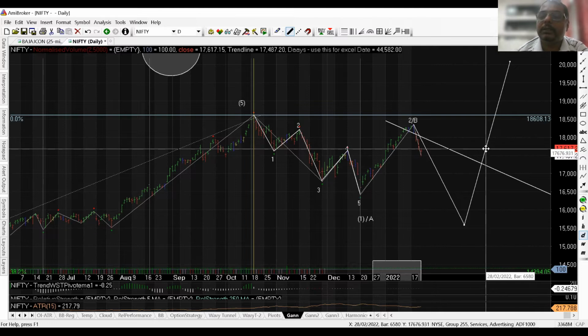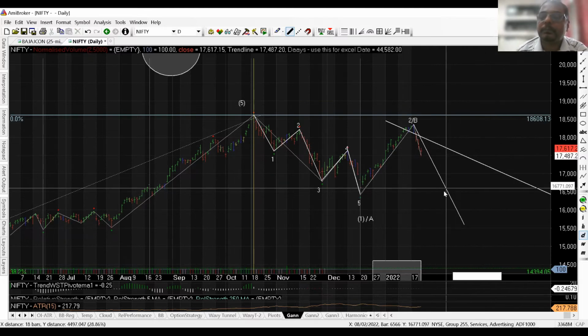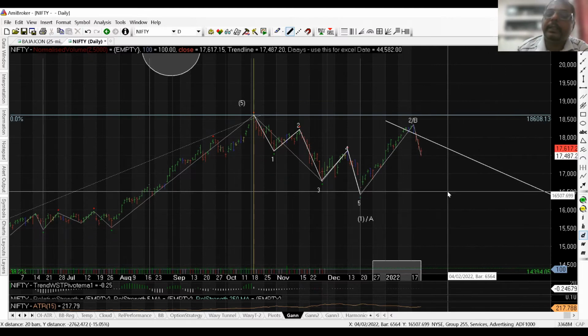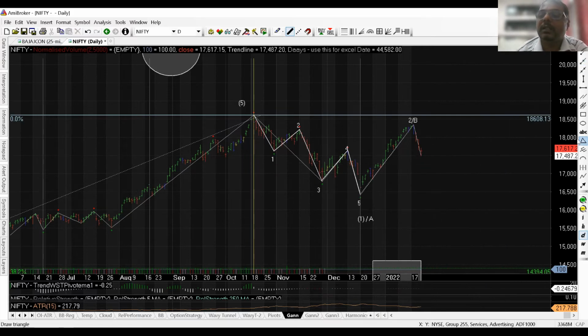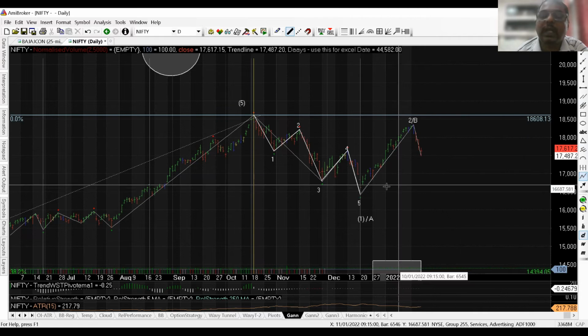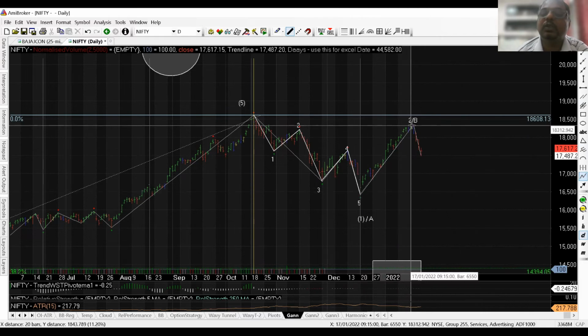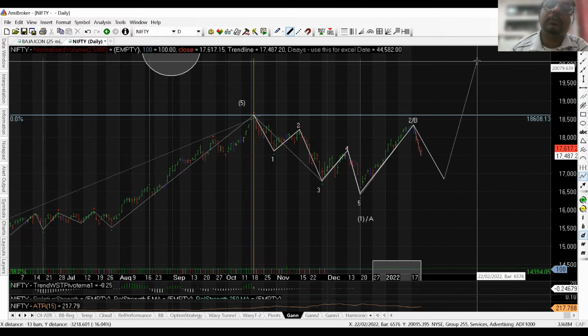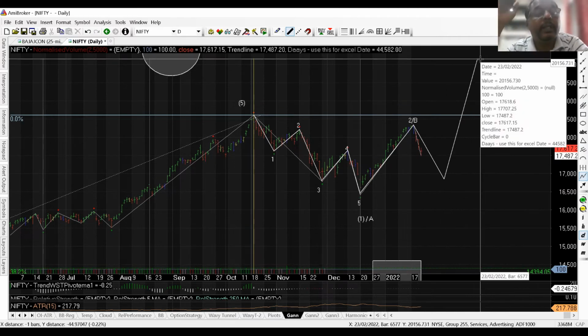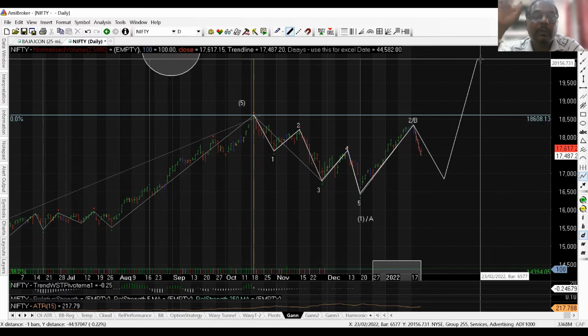Let me delete these guys first. Let me delete this guy and delete this guy. So the other way of which I would see is the correction is over. This is my 1. There will be a 2 which will come down, and we start the third. So that is also a possibility. So now I'm working with 2 or 3 possibilities.